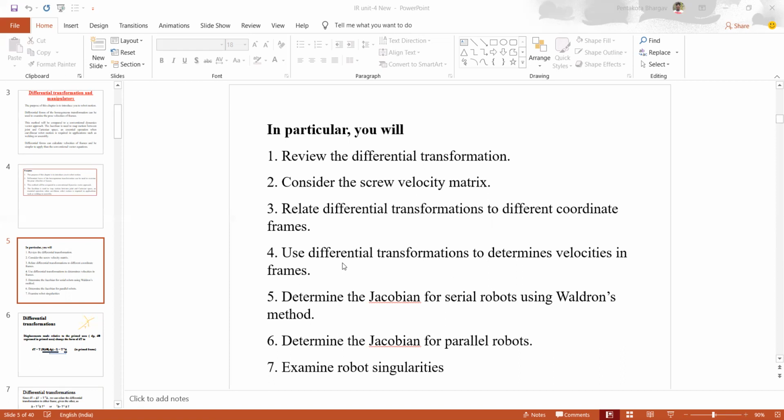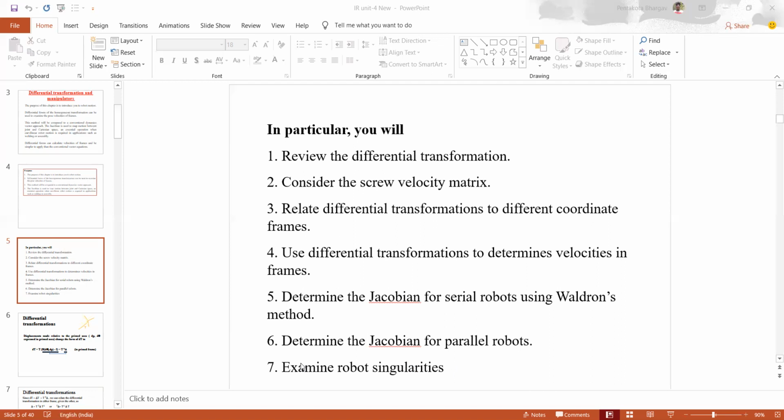Use differential transformation to determine velocities and frames. And next one is to determine the Jacobian for serial robots using Waldron's method. And next is how to determine the Jacobians for parallel robots. And next one is to examine, first of all, the robot singularity. Singularity means various approach methods.